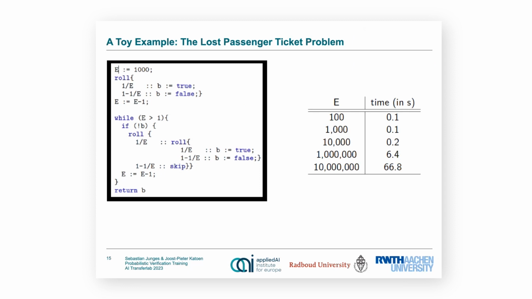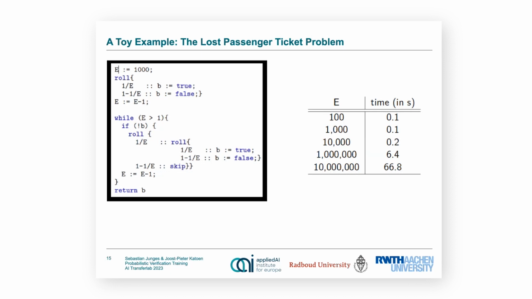Now, you can model this by a program. I will not go through the details of this program, but E is, for instance, the capacity of the plane. So here E is, for instance, 1000. And then the first passenger enters, so it rolls a die, and it picks a certain seat with probability 1/E. And that's then the seat that is taken, and the number of passengers is decremented by 1. And in the while loop, all the other passengers enter the plane, and they all have a ticket.